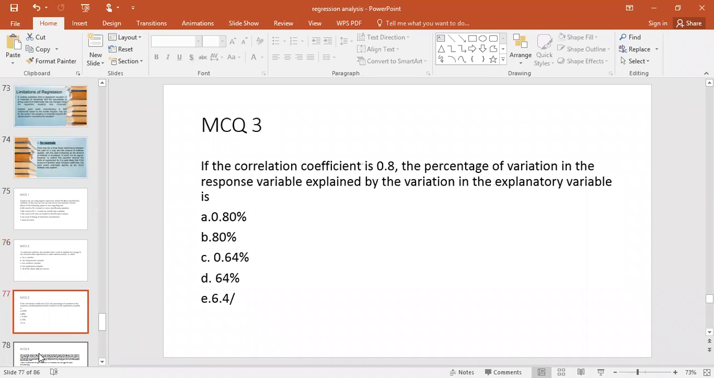If the correlation coefficient is 0.8, the percentage of variation in the response variable explained by the variation in the explanatory variable is A 0.80%, B 80%, C 0.65%, D 64%. It is B 64%.